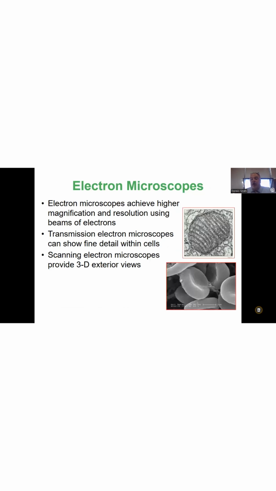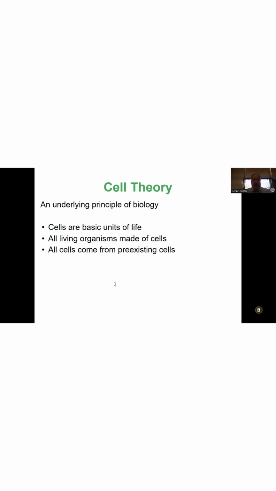Whereas an electron microscope achieves higher magnification and resolution using beams of electrons. Transmission electron microscopes can show fine detail within the cells. These are probably red blood cells because of the concave nature that you can see on the outside of the cell. And you also are able to see the three-dimensional piece of the cell itself. Okay, so scanning electron microscopes provide that 3D exterior view of the cell itself. All right, so that's enough about microscopes, resolution, all that stuff.